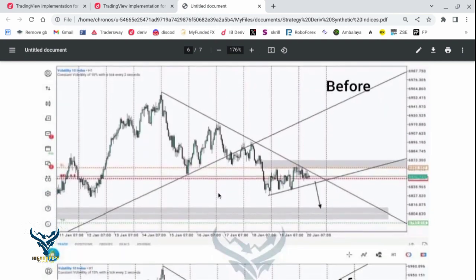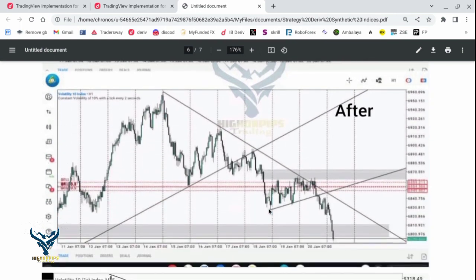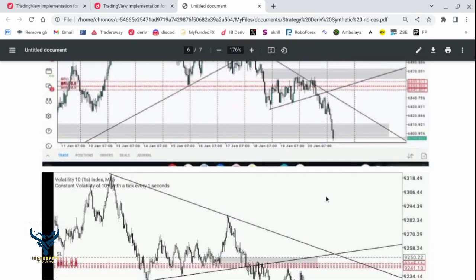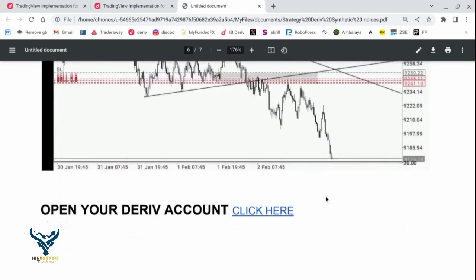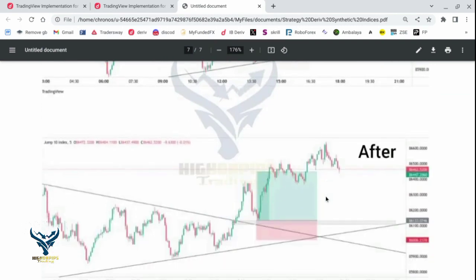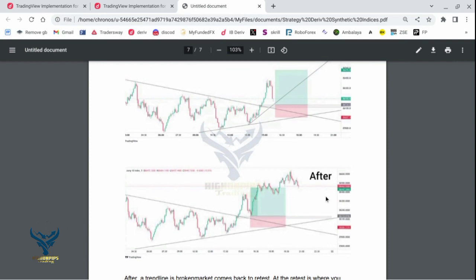Here's another example of a real trade that I took. Afterwards, as you can see guys, it dropped. So these are chart examples, as you can see, right? So guys, study these things, go on your chart and look for them.